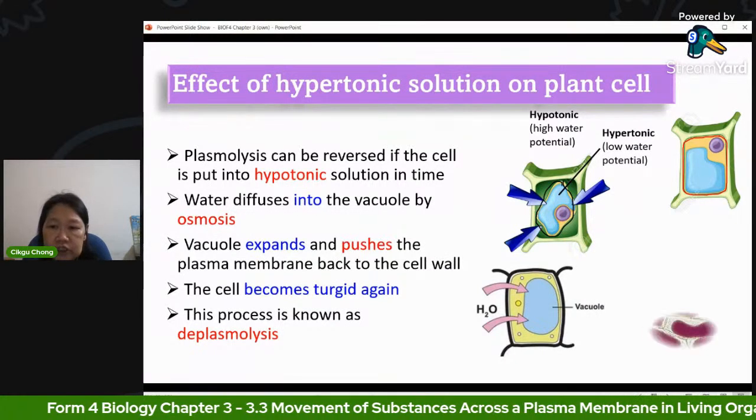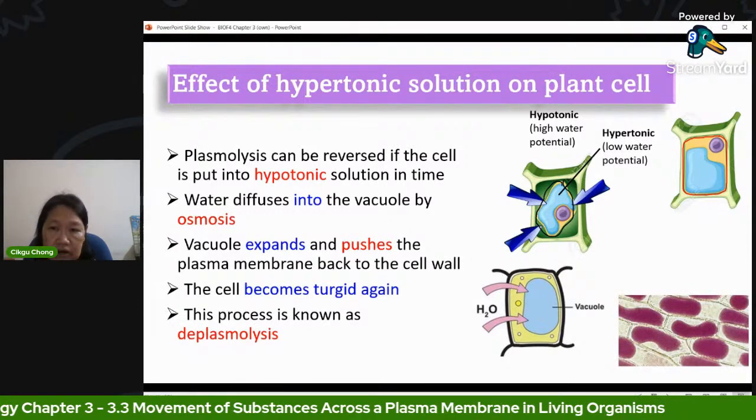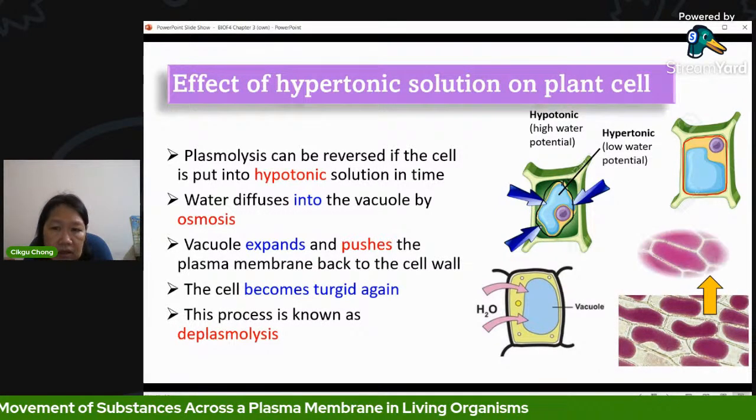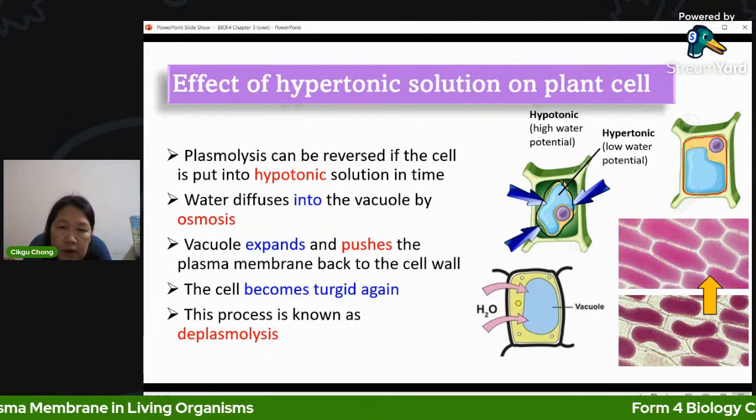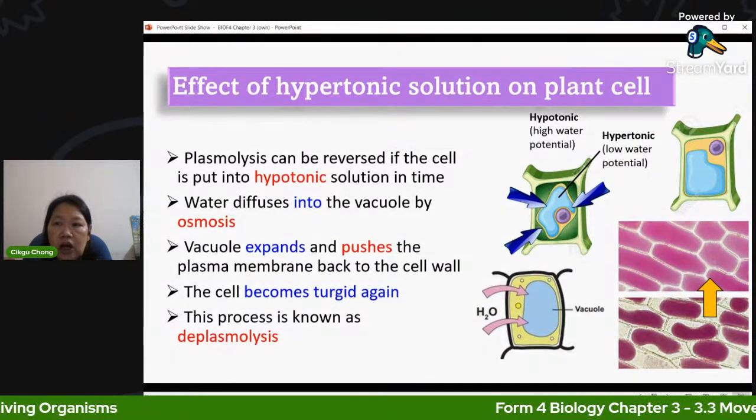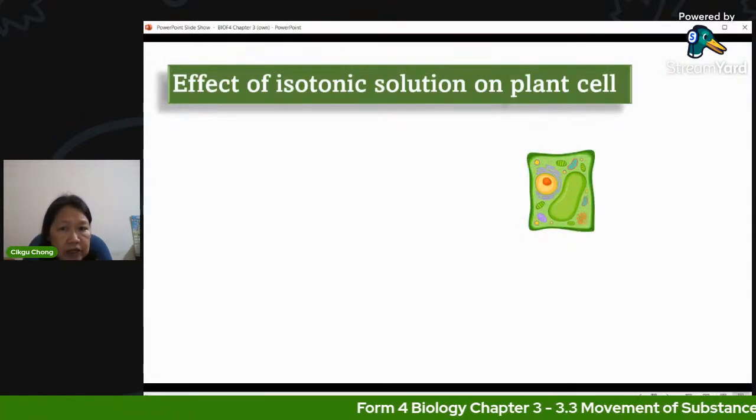And if you look at the picture, this was just now like this. When water goes back, it will become like this again. Water will move in, it will expand the vacuole. Okay, clear. Now, next one. What about isotonic? Simple.